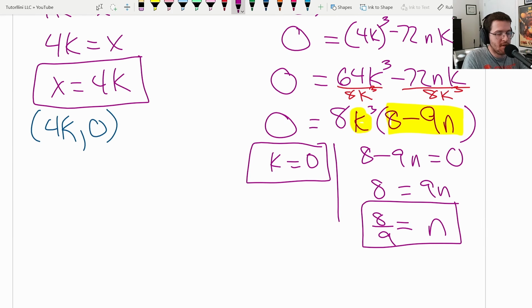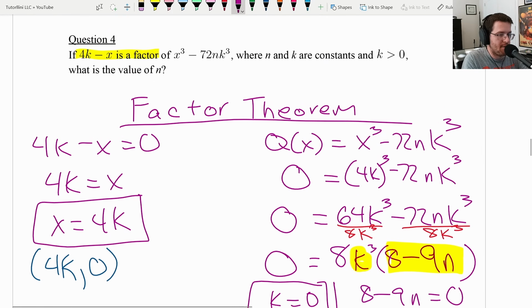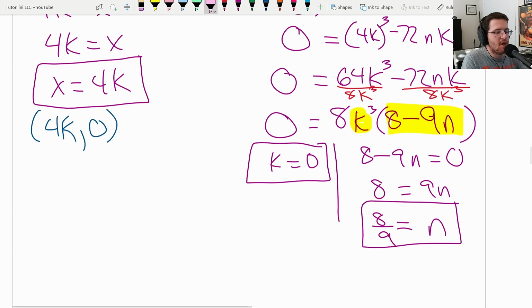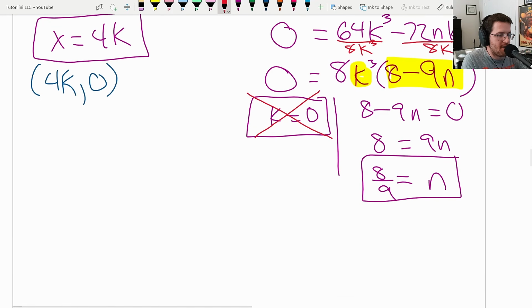Now, which is it? Well, if we go back to the beginning of the question, it says, oh, k is greater than 0. Okay, well, 0 is not greater than 0, so it can't be this one. So it's got to be 8 over 9. n is equal to 8 over 9. That is the answer for this one.